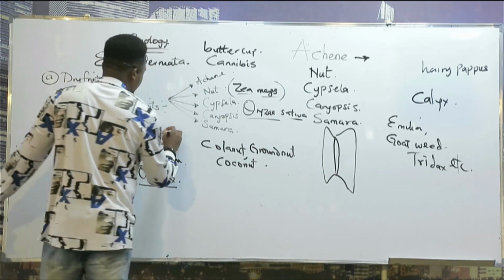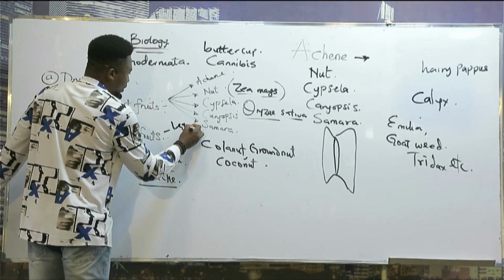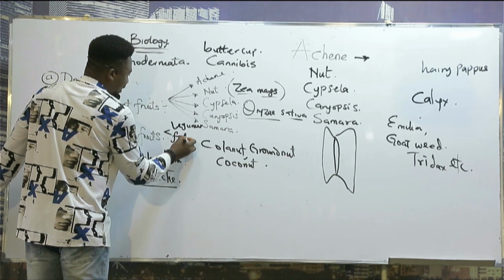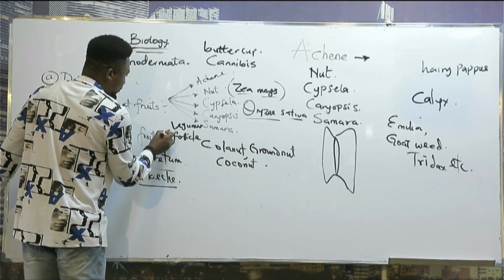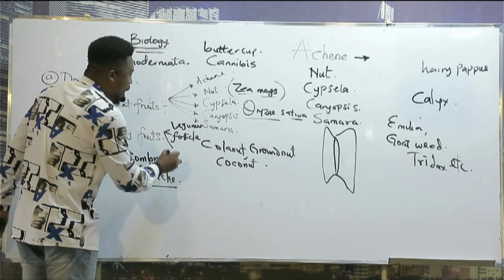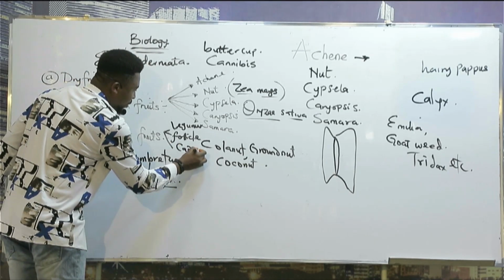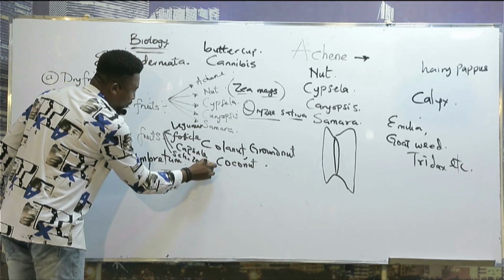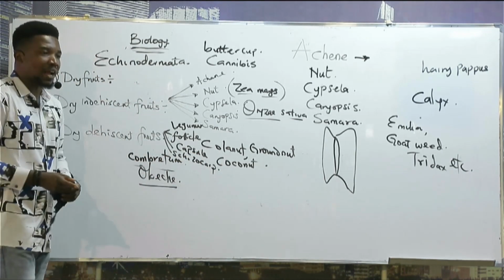The first one is called legumes. What did I say? Legumes, right? Then the second one is the follicle. The third one is called the capsule. Then the last one is called the schizocarp. We have the schizocarp.